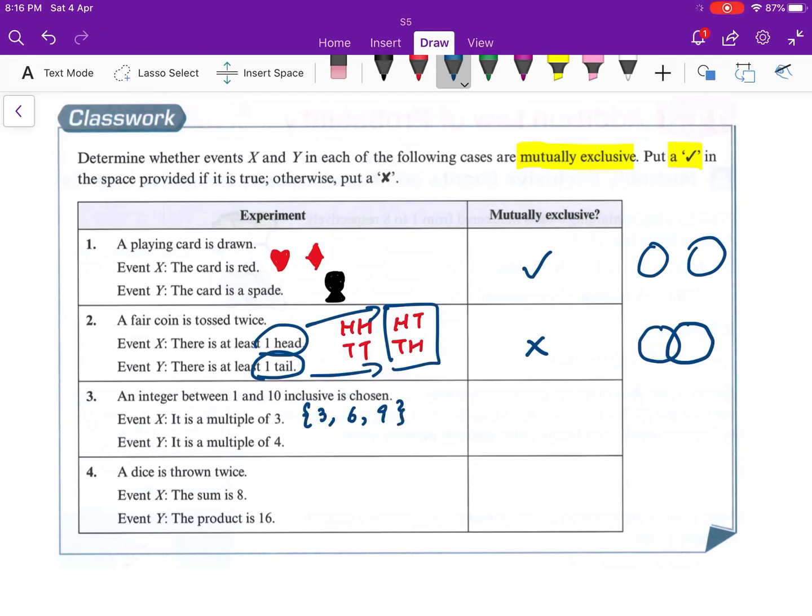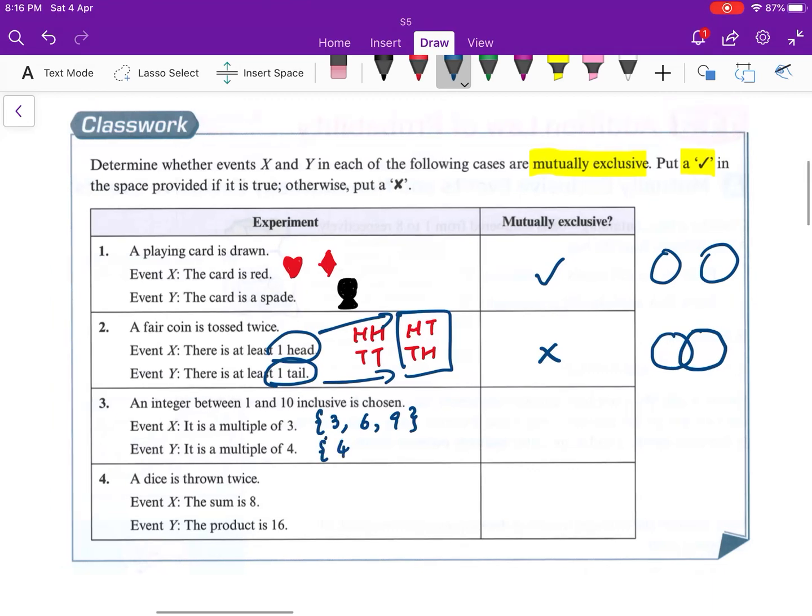Now event Y is a multiple of 4. So let's list out all the multiples of 4. It will be 4, 8, then no more. So take a look at this: 3, 6, 9, and 4, 8. Do they have any overlap? Same number? No, they don't have anything. So actually they are separate. So we can call it mutually exclusive.